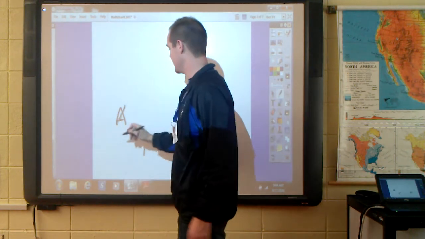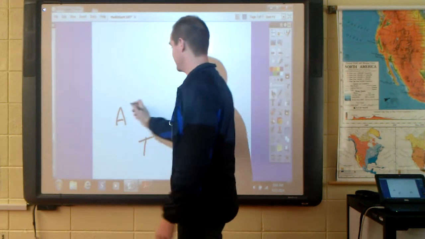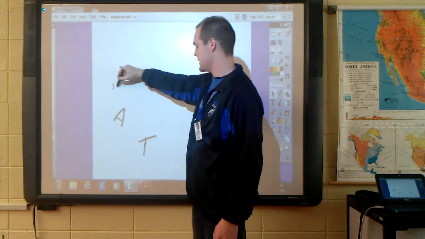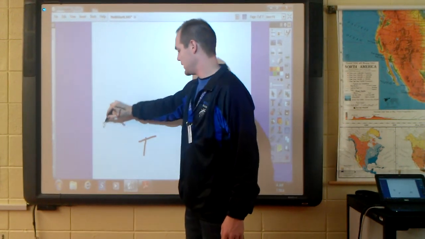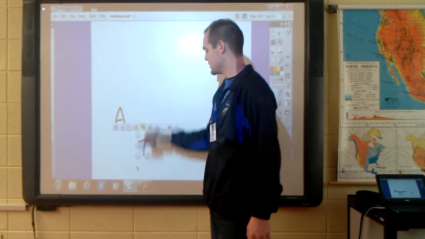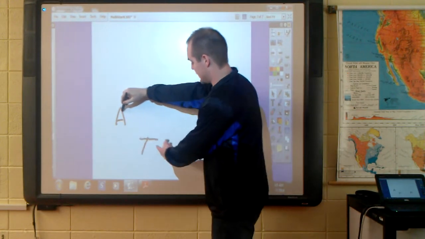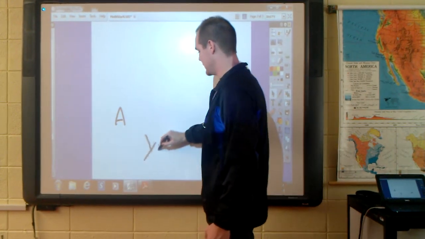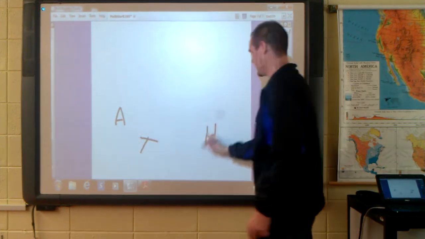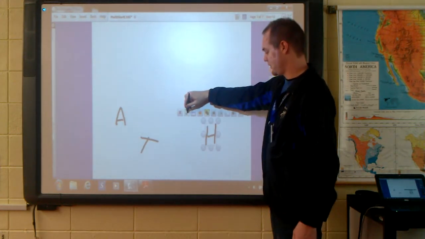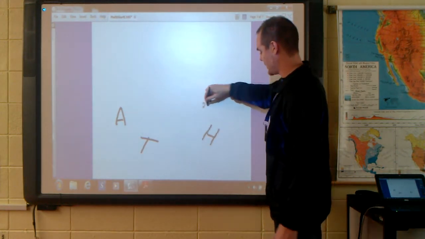If I rotate the letter A, does it ever look exactly the same as before I rotated it? No. What about T? Does that top ever look exactly right? No. Let's look at the H and see what happens here. Does it ever look exactly like it did before?